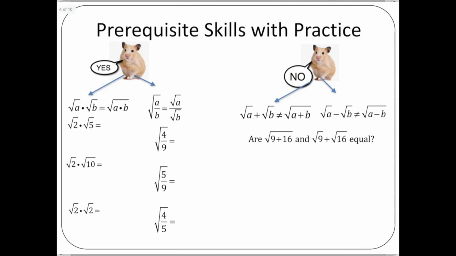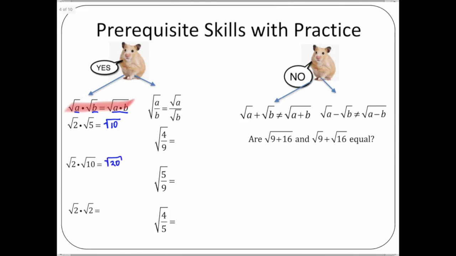So the first thing that I want to review is that anytime you're multiplying square roots with different radicands, a and b, you can move them under one radical sign that is just a times b. So if I have the square root of 2 times the square root of 5, that's going to give me the square root of 2 times 5, which is 10. Okay? And likewise, in this second example, if I have the square root of 2 times the square root of 10, that's going to give me the square root of 20.